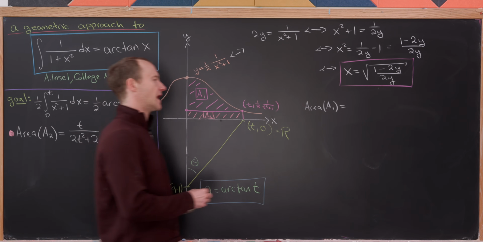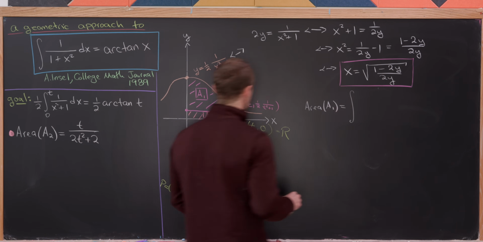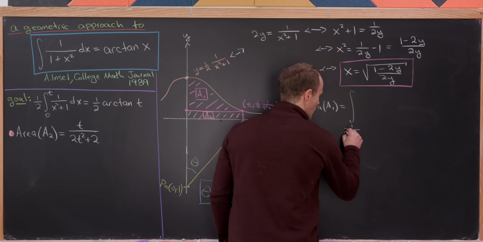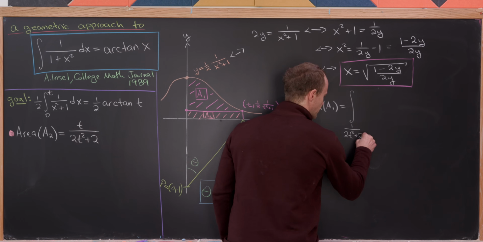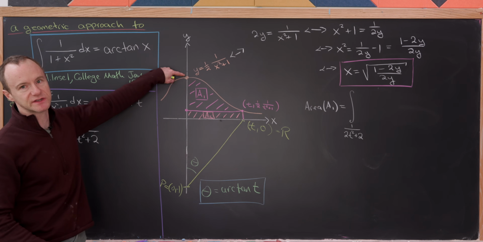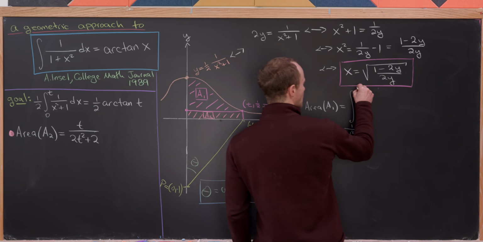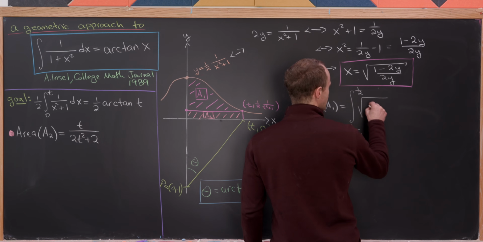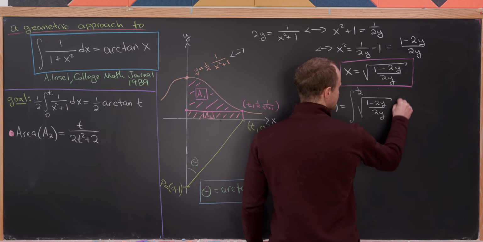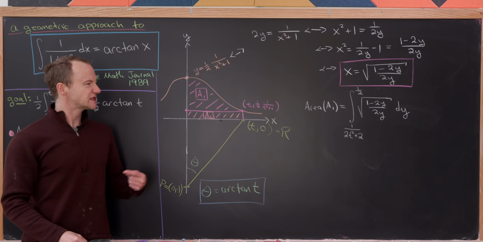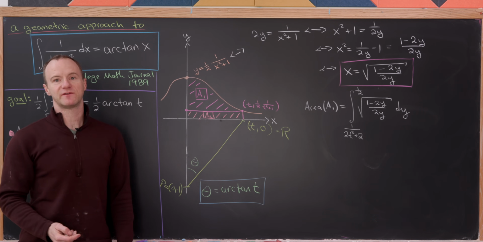with respect to y. So that'll be the integral, the lower y bound, I should say, is this 1 over 2 times t squared plus 2. The upper y bound is this point right here where x is equal to 0, making y equal to 1/2. And then we're integrating this function right here, this square root of 1 minus 2 times y over 2 times y dy. Okay, so now let's perform a change of variables to simplify that a little bit.